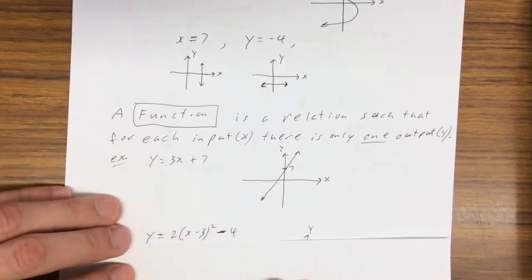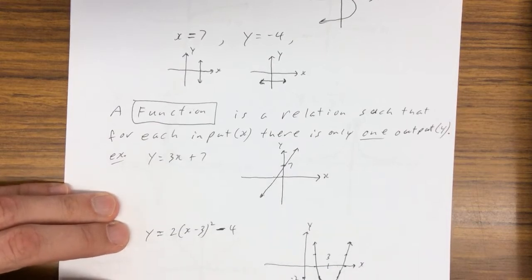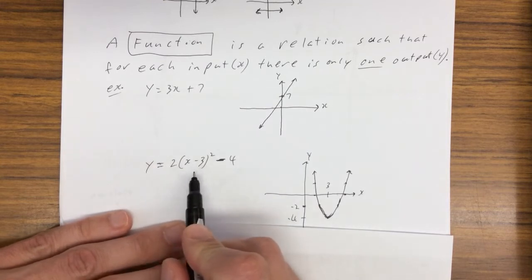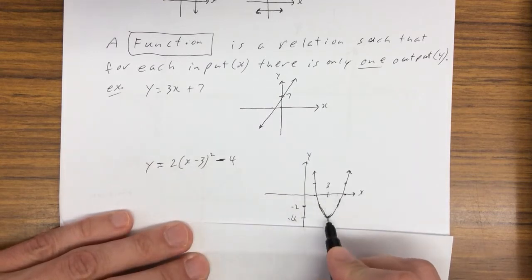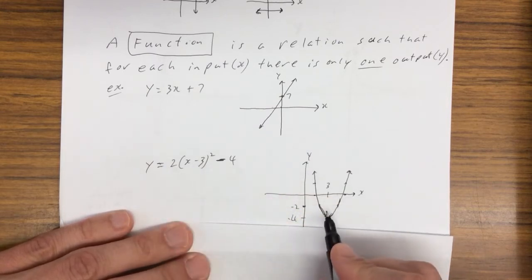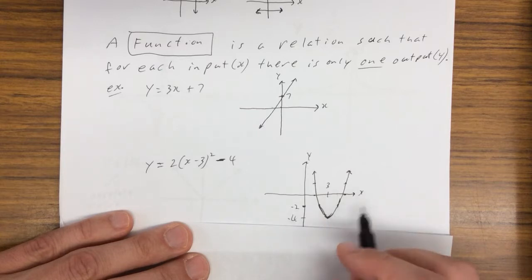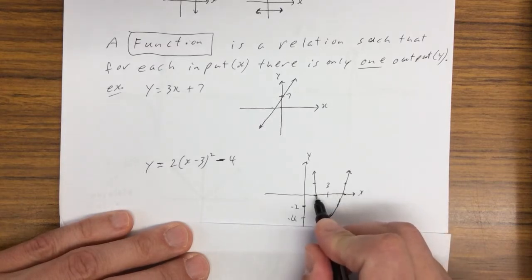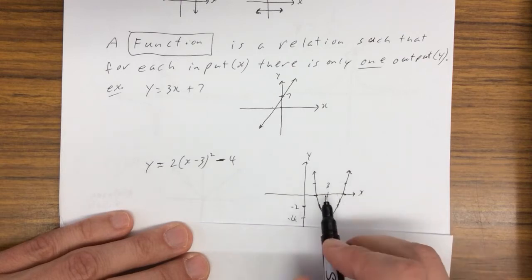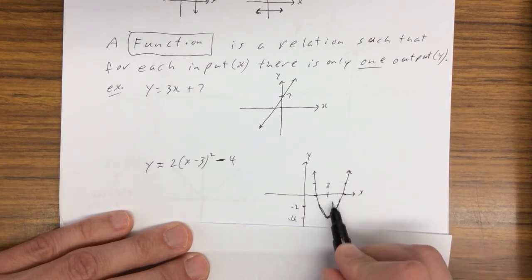And this parabola, okay, that is another example of a function. Okay, so this is nicely done in vertex form, so you can graph it. Vertex is at 3, negative 4, so 3, negative 4. It opens up, okay? And so this, for every x value, there is only one y value. But for the y value of 0, there are two x values. So it's okay to have two x values for one y value, but there's only one output for every input.